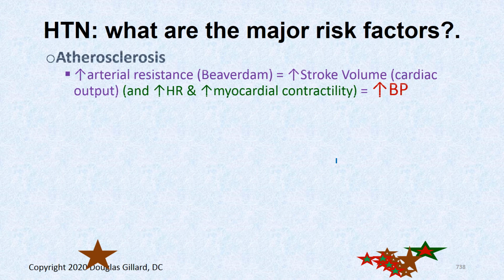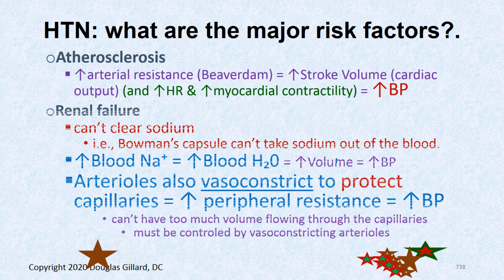What are the major risk factors for hypertension? Atherosclerosis is a big one. We've talked all about that. Renal failure, failing kidneys which can't kick out sodium. Normally the Bowman's capsule dumps sodium into the filtrate, and most of that sodium is returned through the proximal convoluted tubules, but with some types of kidney failure, you can't even kick sodium out of your blood. And therefore, too much sodium, too much water, so you have hypertension because of that.